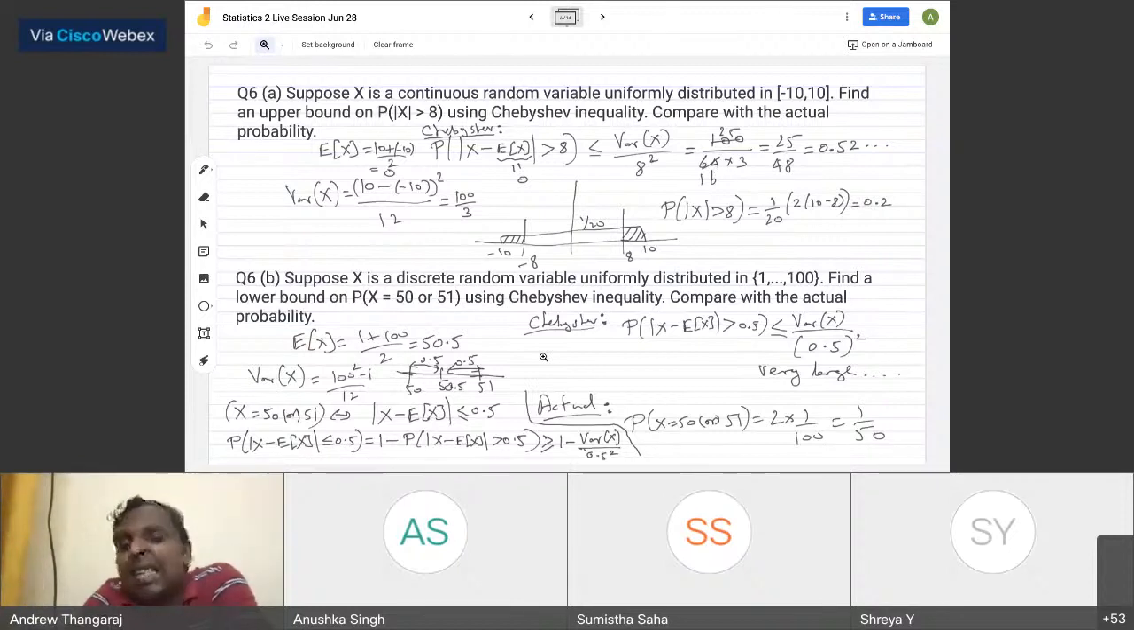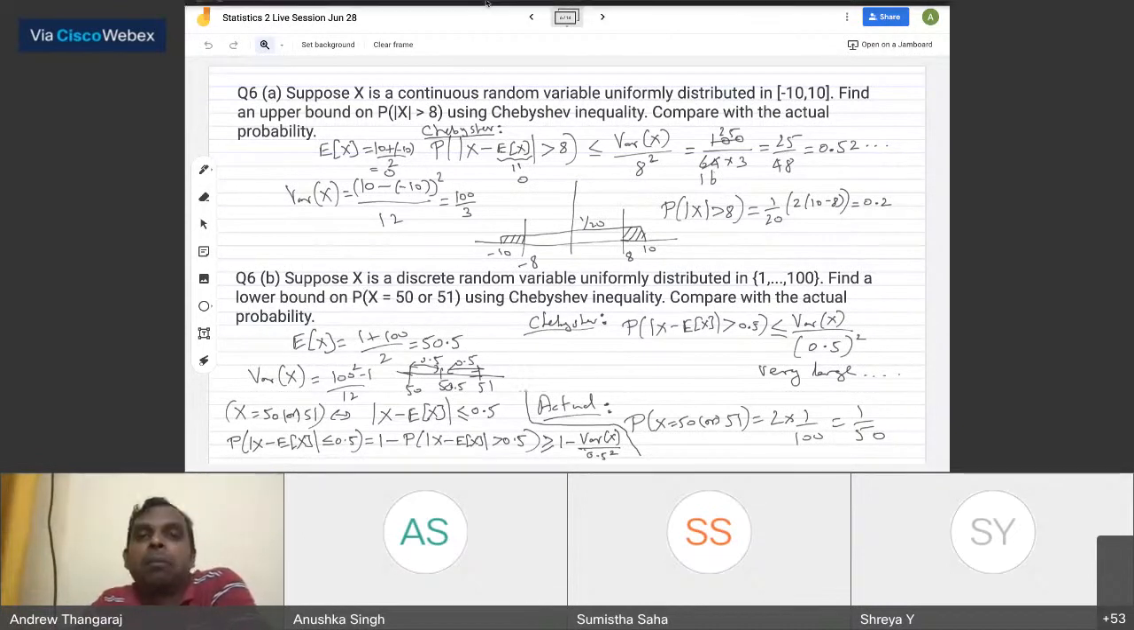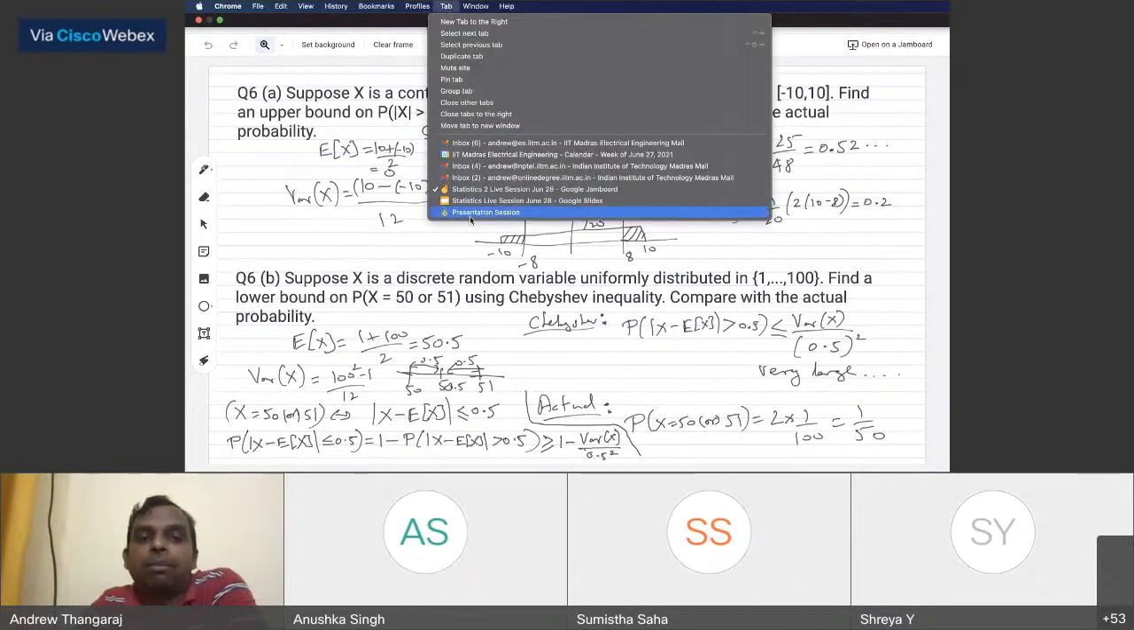But the right-hand side in the Chebyshev inequality need not be a probability. It need not be less than 1. It can be greater than 1. So this example hopefully illustrates that to you. You can get something like this also, so watch out for that. Chebyshev and Markov can give you very silly bounds sometimes. Keep that in mind. Okay, so let's move on.